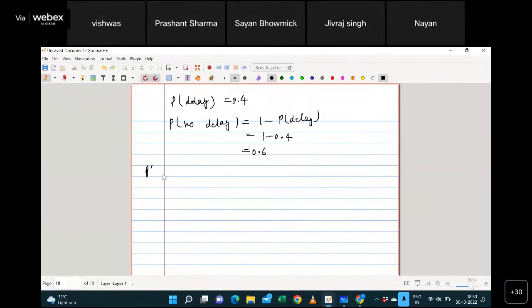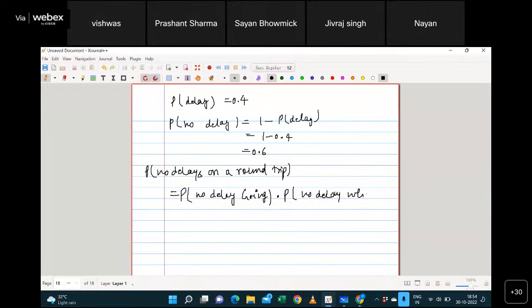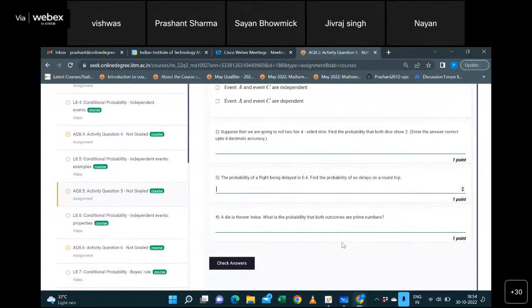So probability of no delays on a round trip, correct? What I can say is the probability of no delay when the flight is going, and when coming back the same value, multiplied with each other. Okay, got it, sir. Yes, it will just be multiplied, that's why I wasn't getting it. Is it clear now? Clear, sir. Thank you.